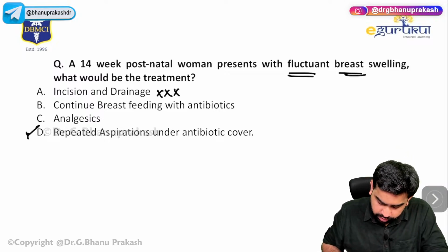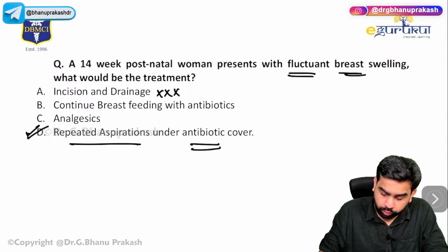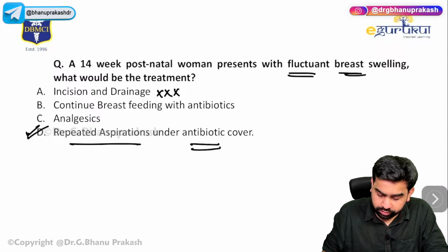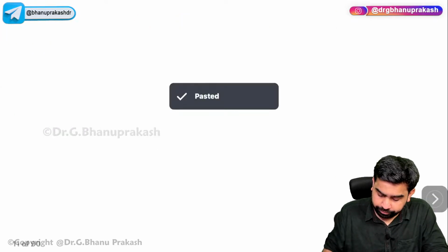The answer over here is repeated aspirations under antibiotic cover. Please try to understand, the answer over here is D. Very, very important. So what is the diagnosis of this patient in this question? The diagnosis of this particular patient is breast abscess.